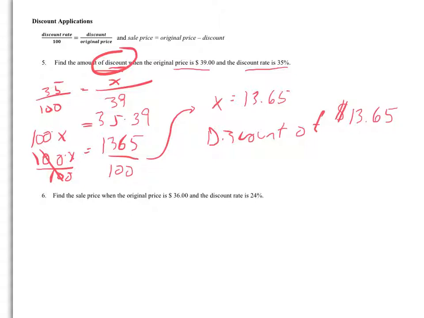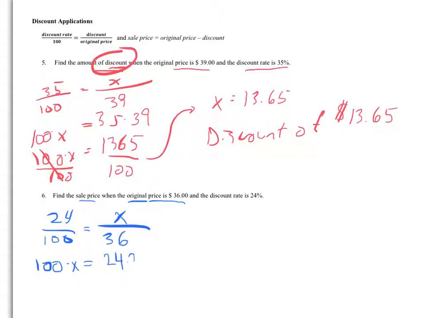Number 6, we are looking for the sale price when the original price is $36 and the discount rate is 24%. So the rate we are given, 24% over 100 equals, now it says find the sale price when the original price is $36. So we do not know the discount, but we do have the original price. Our discount is now X over $36 for the original price.